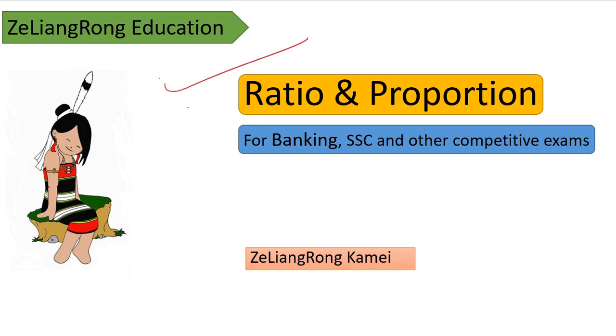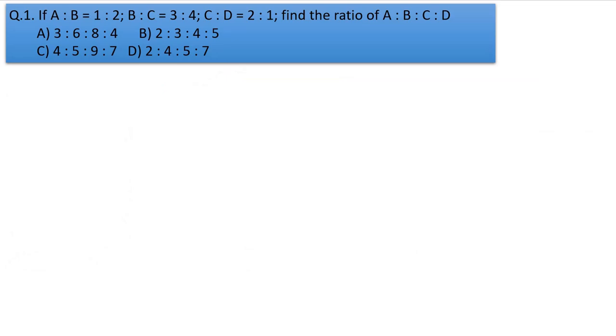Today we're going to discuss ratio and proportion. In the first question we have: if A is to B is 1 is to 2, B is to C is equal to 3 is to 4, C is to D is equal to 2 is to 1. Find the ratio of A is to B is to C is to D.